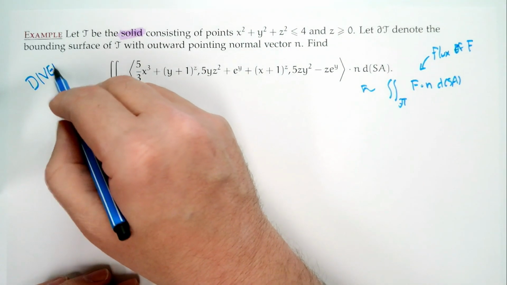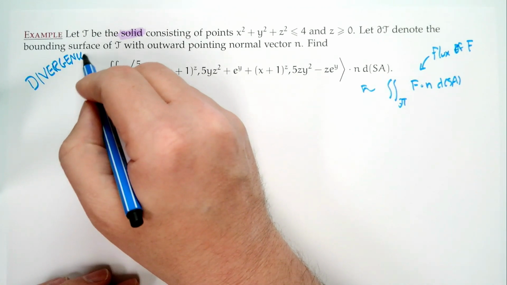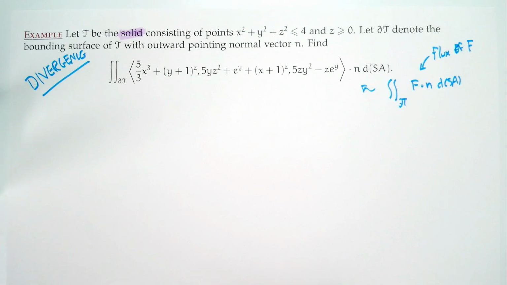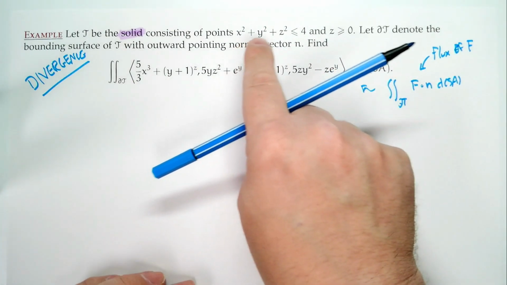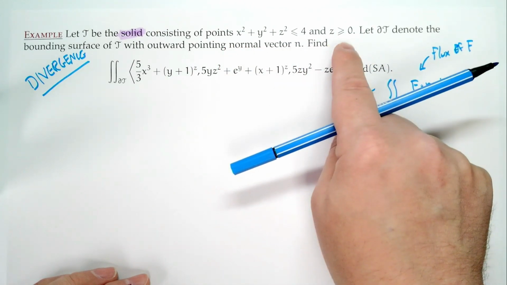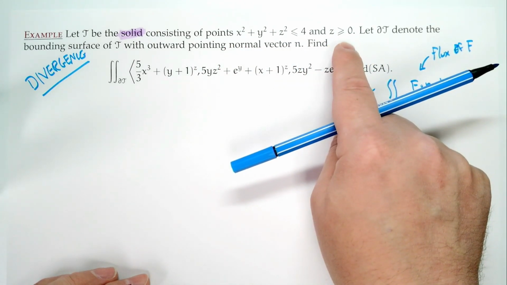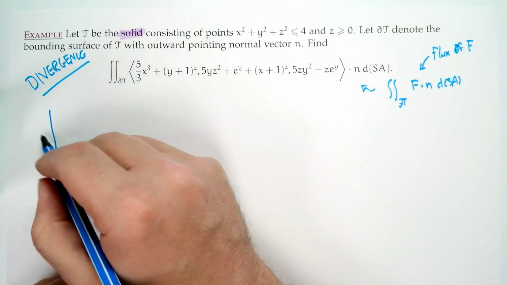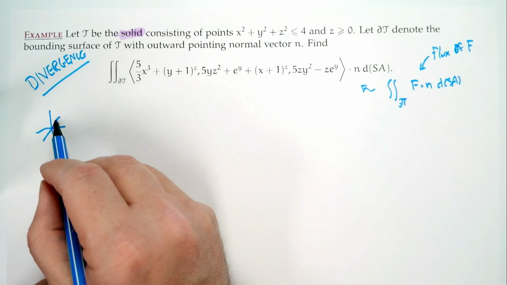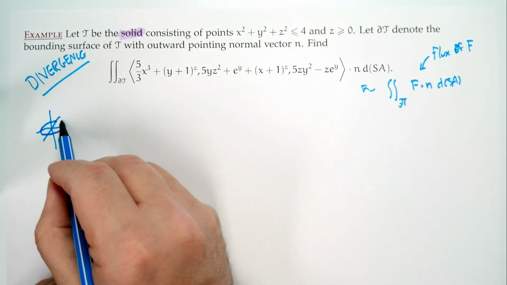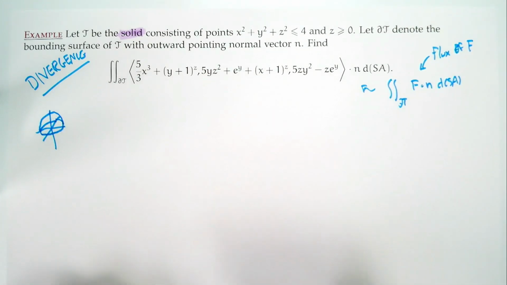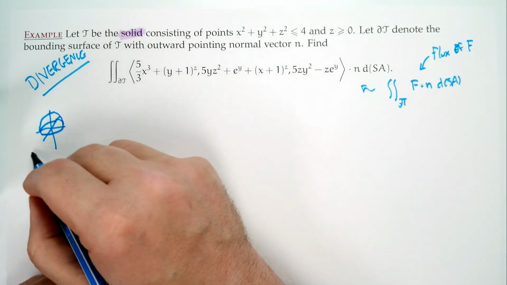All right. Now let's get a handle on what's happening here. So T is our solid. Well, what's our solid look like? X squared plus y squared plus z squared less than or equal to 4. That would be a sphere of radius 2. Z greater than or equal to 0 means we're over the xy plane. So we take our sphere and just cut it in half at the xy plane. And so we get our hemisphere. So this is a hemisphere of radius 2.